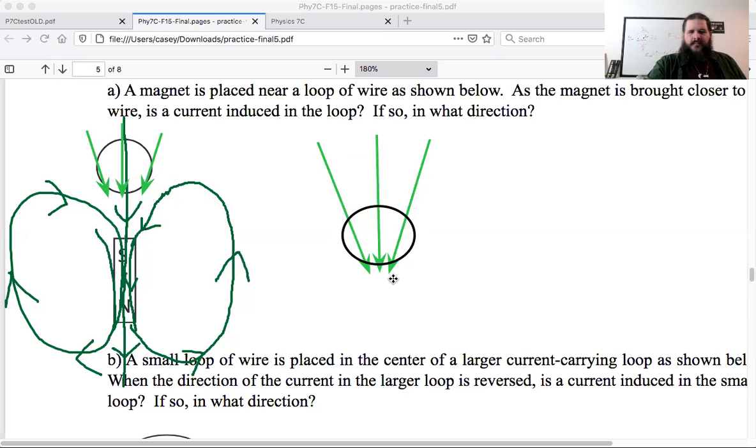There's still no flux. Right, still no flux because the magnetic field lines are still just skimming along the surface, not going through. So this would mean, since we start and end with no flux, that there's no overall change, and no change means no induced voltage. So nothing really happens.